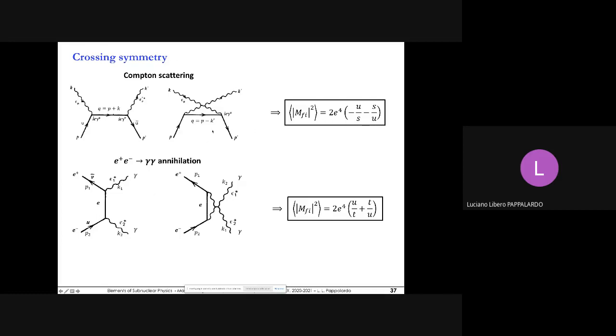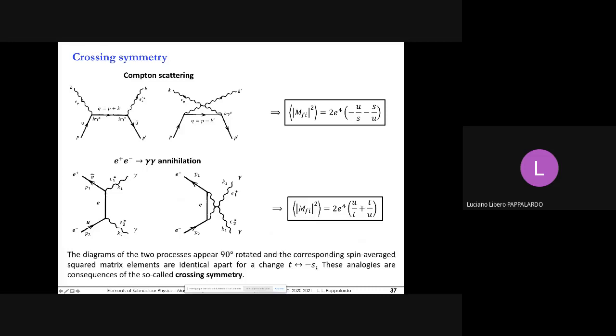Now, you immediately notice that the two diagrams are very similar. They're just rotated 90 degrees. But also the matrix elements are very similar. They are just obtained by exchanging t with minus s. Okay? And this is not just by chance. This is a consequence of the so-called crossing symmetry of QED.